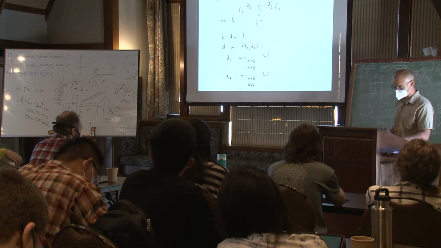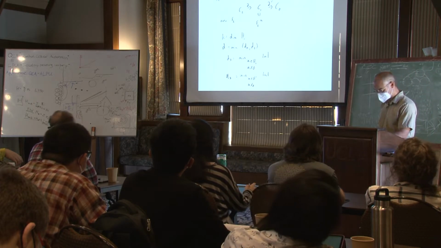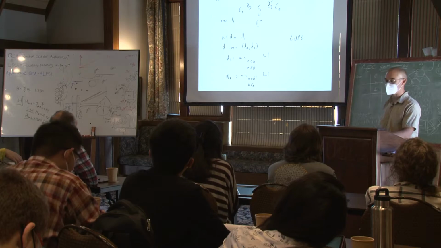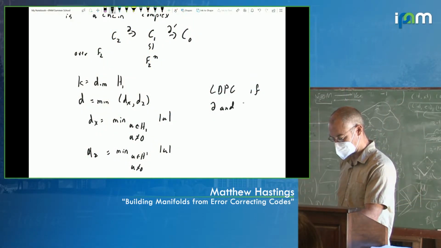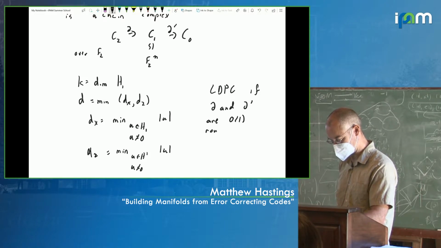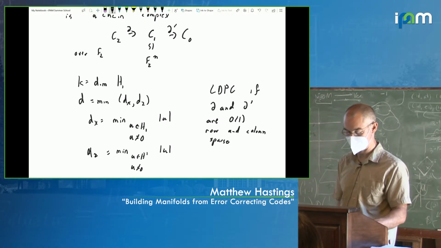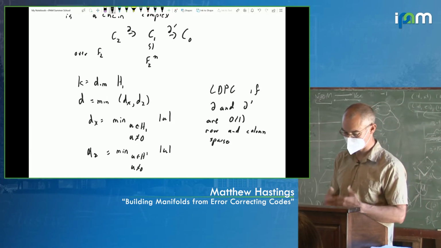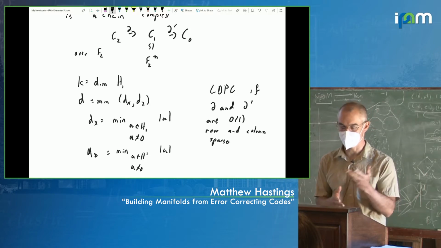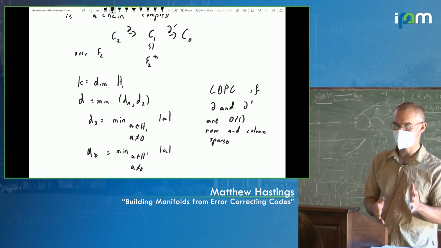There's a final definition I should make. It is LDPC, standing for low density parity check, if grad and grad prime are O of 1 row and column sparse. O of 1 meaning we implicitly have in mind a whole family of these codes where n, k, and d scale in particular ways. And what we would like is that in this family, these matrices, grad and grad prime, both have O of 1 entries in every row and every column.